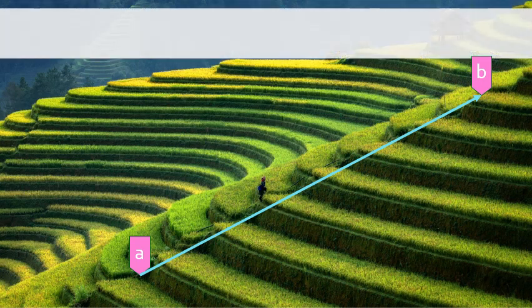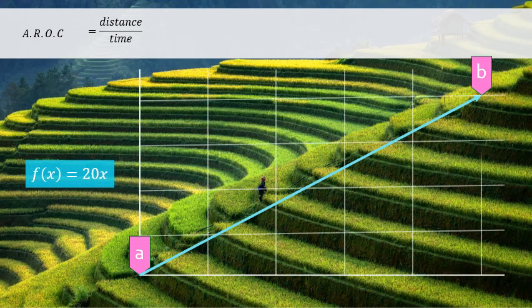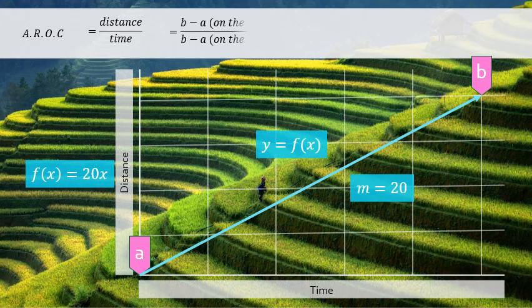So if it takes me 5 minutes to climb 100 steps, I say that I average 20 steps per minute. And I can express this as a function, and I can graph it pretty easily as a line with slope m equals 20.